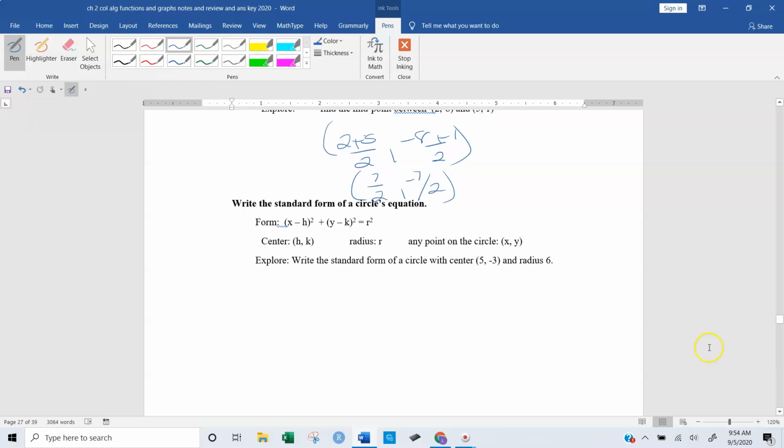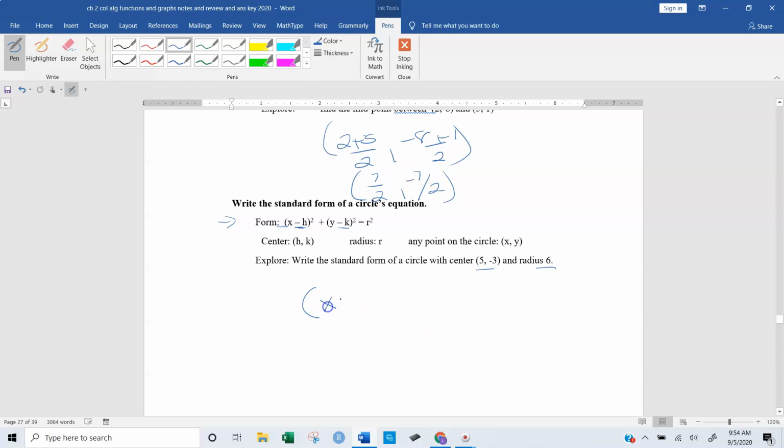Okay, standard form of a circle. Remember, it's x minus h squared plus y minus k squared equals r squared. The h is the x value of the center, and k is the y value of the center. Always opposite sign. So if I give you 5, negative 3, and 6, you should be able to write this form. Okay, give it a shot.